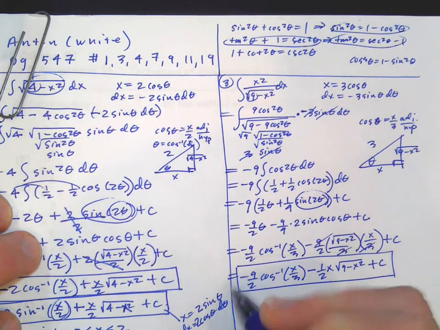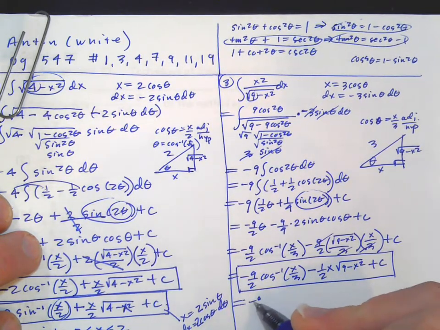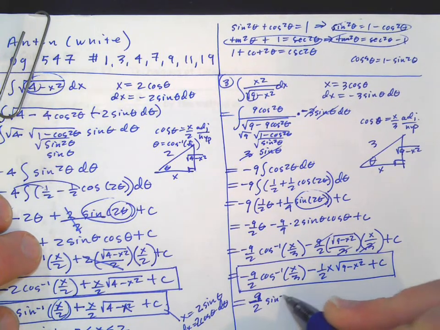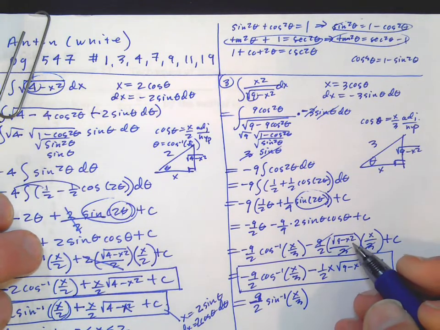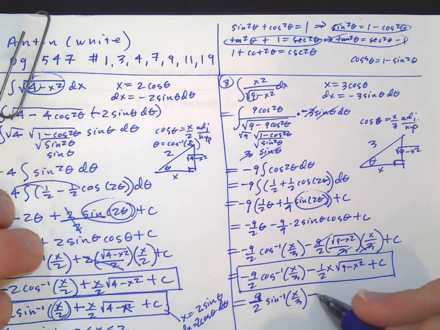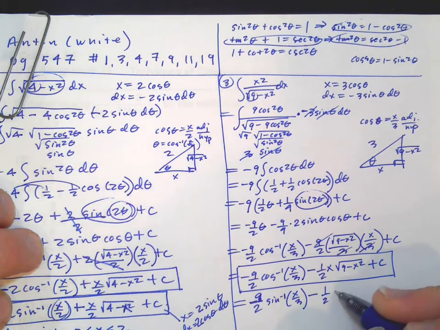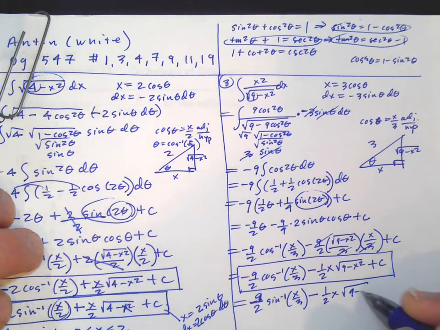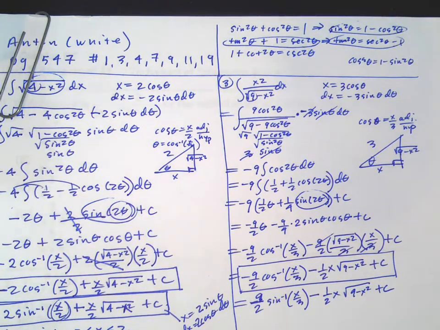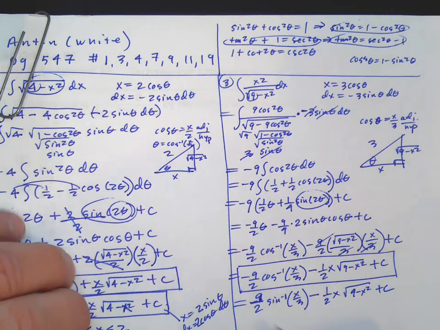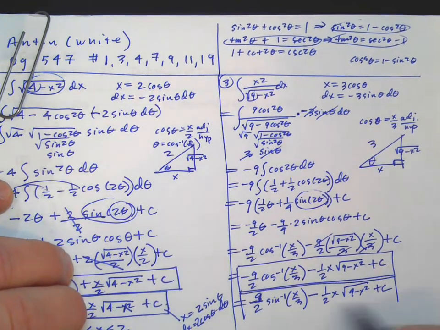Now the other answer you could get, I think, would be positive 9 halves inverse sine of x over 3, and probably the rest of it would be the same. I'll double check if you did it the other way. So yeah, that should be it. So one or the other.